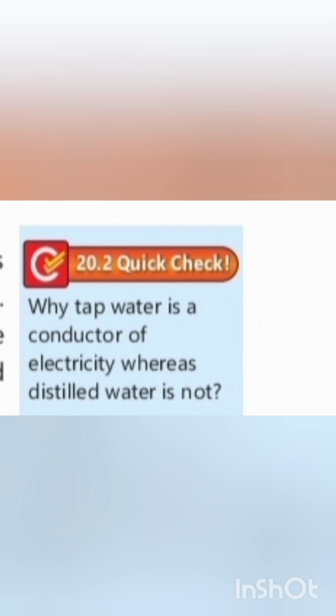allowing an electrical current to pass through, while distilled water undergoes distillation, which removes all the dissolved minerals and salts because it consists strictly of neutral water molecules and suffers from an absence of free ions. It cannot carry a charge and acts as a poor conductor.